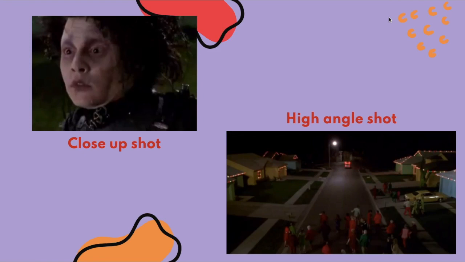I've also taken a screenshot of a close-up shot because it's quite important. One might think that Edward was actually attacking Kevin, and that's what the neighbours think. But when you look at Edward's facial expressions through the close-up shots, it's clear that he's innocent and he's concerned about Kevin's well-being, and he's not actually attacking him. And I've also included a high-angle shot here of the neighbours chasing Edward and the police car chasing Edward back to his mansion.